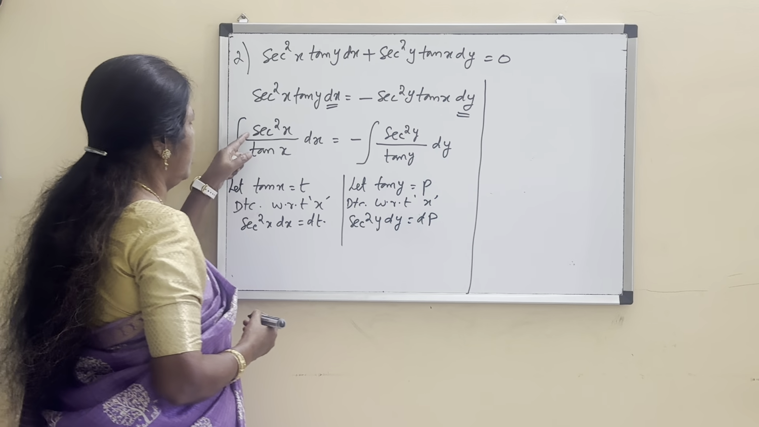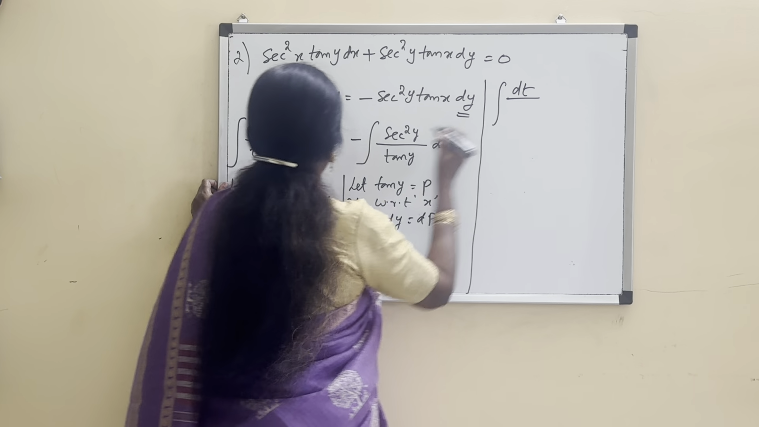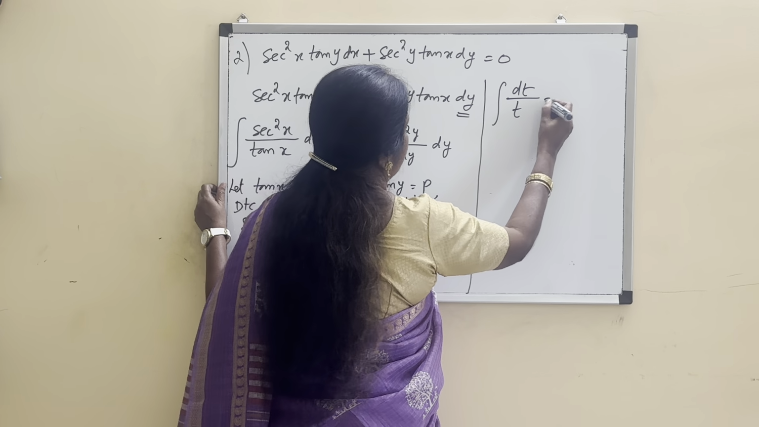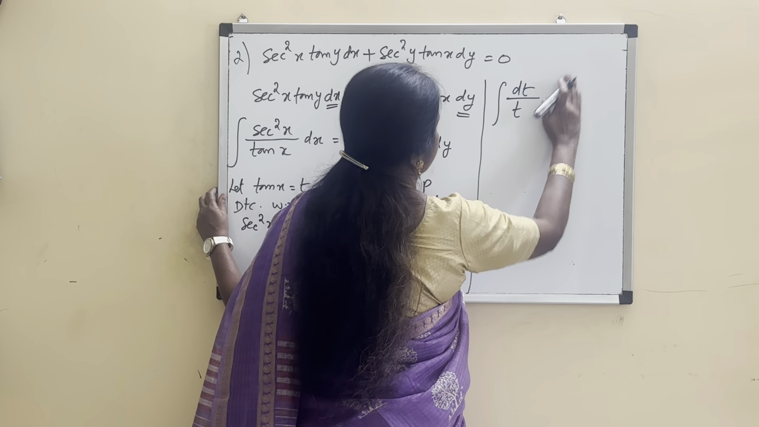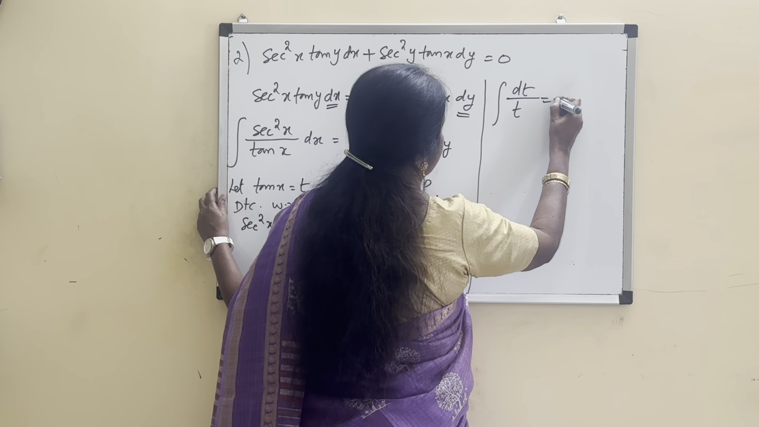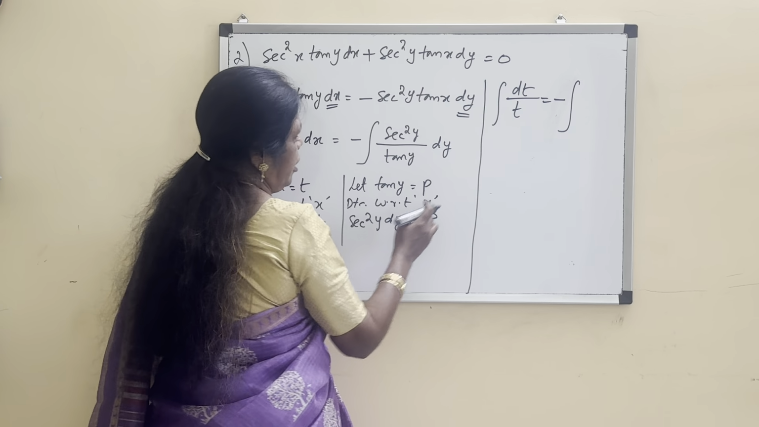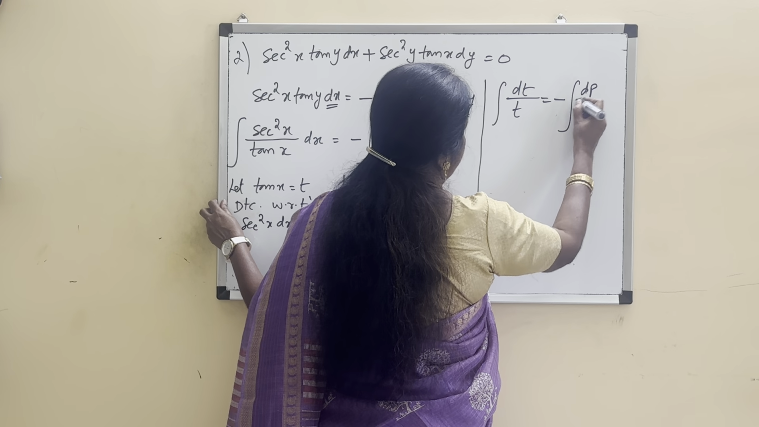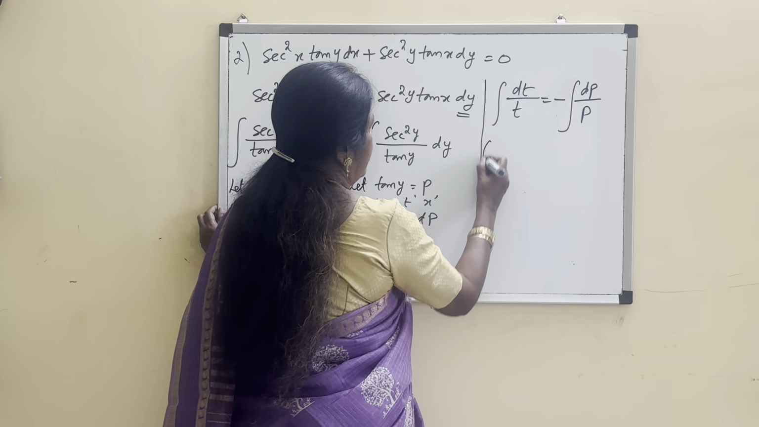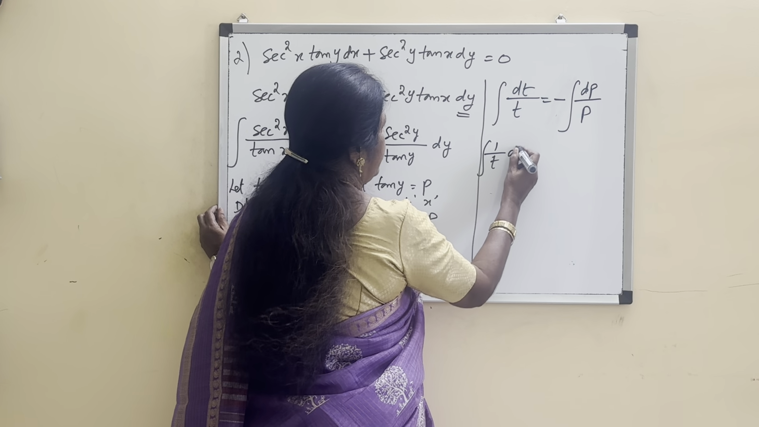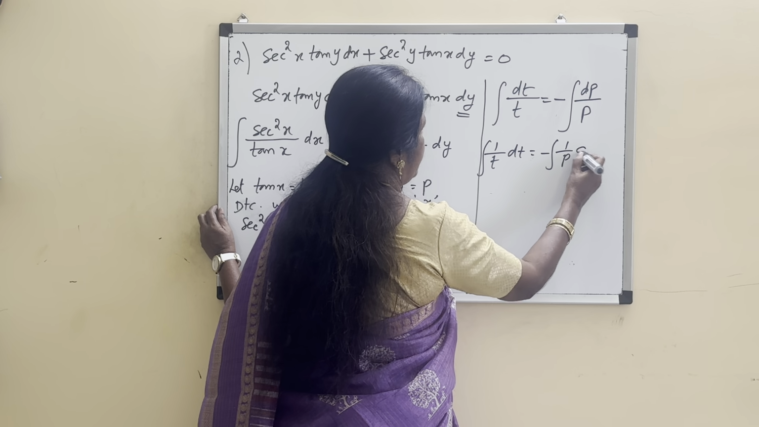So secant square x dx is dt divided by t, equal to the integration of secant square y dy. The minus sign is there, so we will write the minus sign first. Minus integration of secant square y dy is dp divided by p. Right, now we can write it in proper order. That is integration of 1 by t dt equal to minus integration of 1 by p dp.